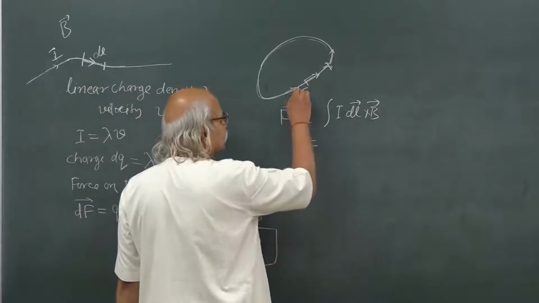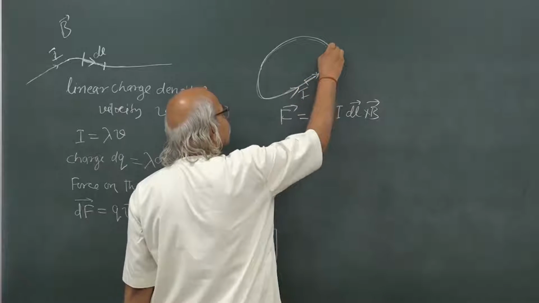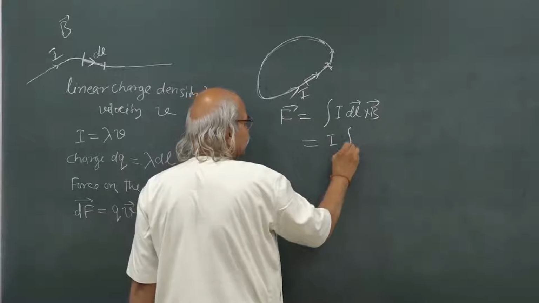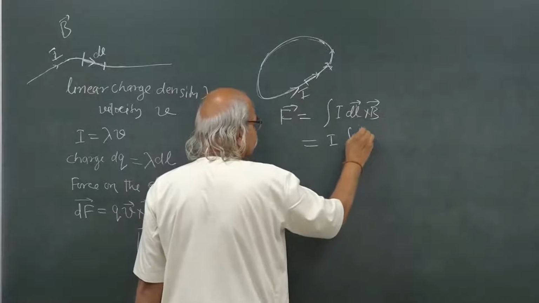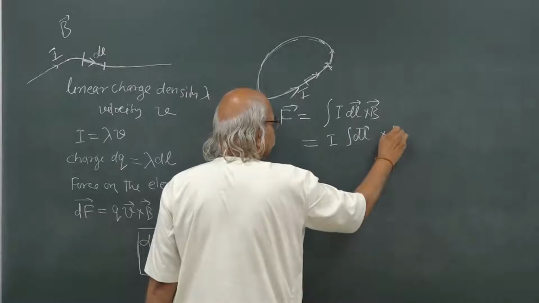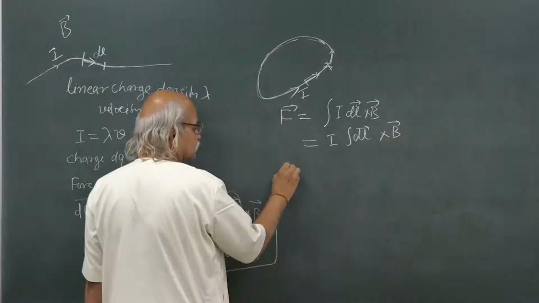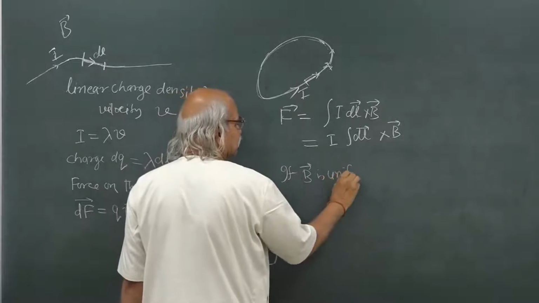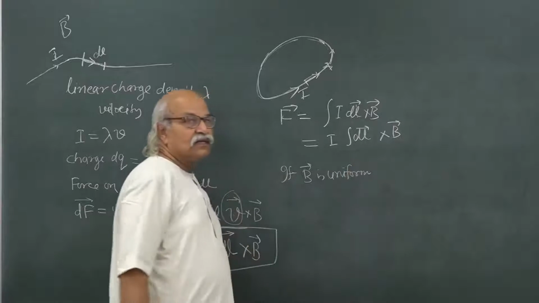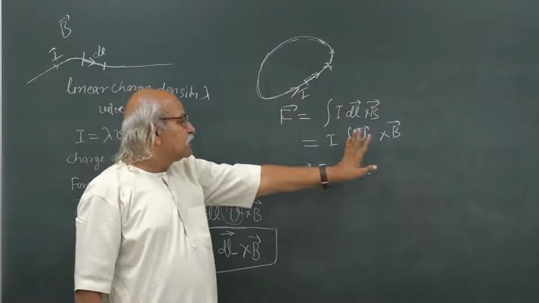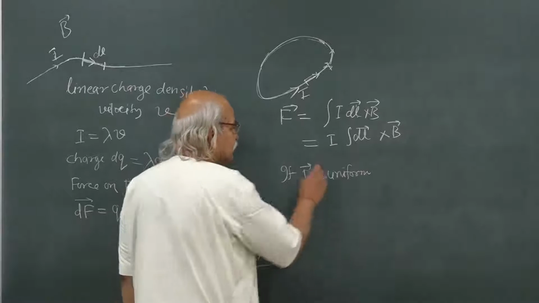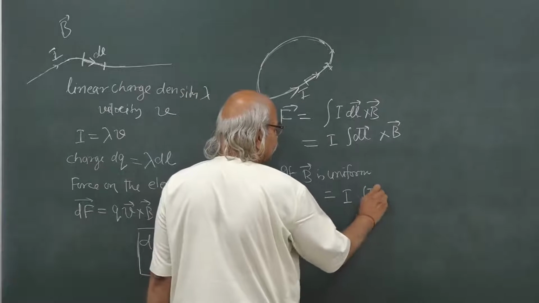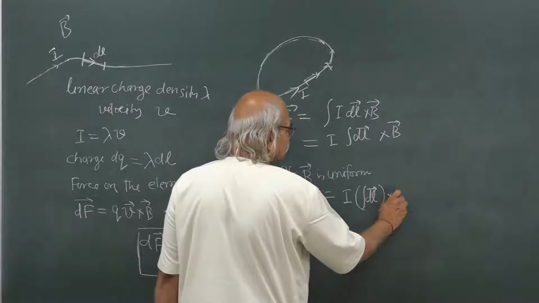Now I is the same, whether your dl is here or here or here, so I can take it out of the integration, dl cross B. Now this B, if it is uniform, the same everywhere, uniform magnetic field, then this also can be taken out, and then this will be equal to I times the integral of dl, and then cross B.